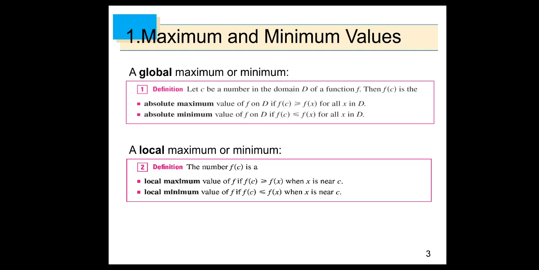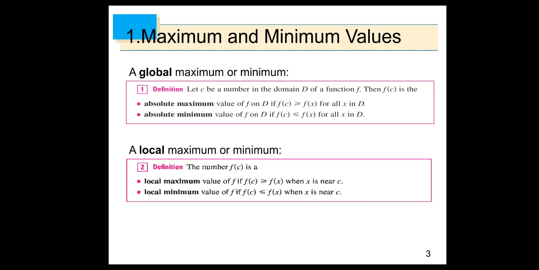So it clearly says that there are lots of values in a particular domain, right? And we have the lowest value or any other value which is f of x, and if our f of c is greater than or equal to that f of x, it means we have the absolute maximum value. And if our f of c is less than or equal to that f of x, it means that we have this absolute minimum value.